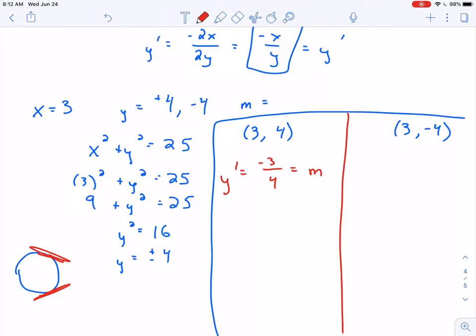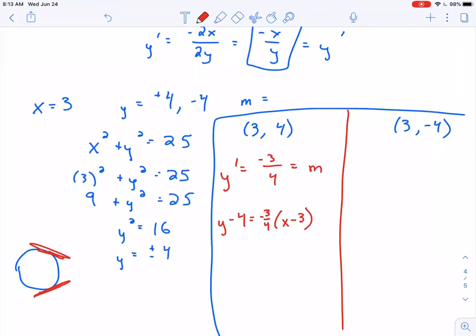And at this point, for this point, I have everything I need because I've got my x value, I've got my y value, I've got my slope. I can write the equation of my line. So y minus my y coordinate is 4 equals m, that's negative 3/4, times x minus my x coordinate of 3. And then you would take that equation and solve it for y, and I'll leave that up to you. At this point, we've seen that so many times, I think we're probably pretty comfortable with that by now.